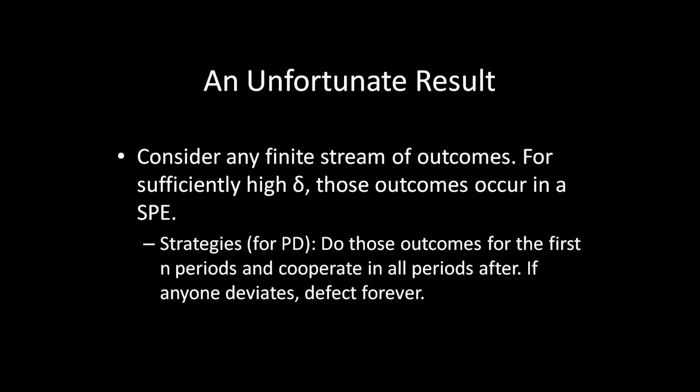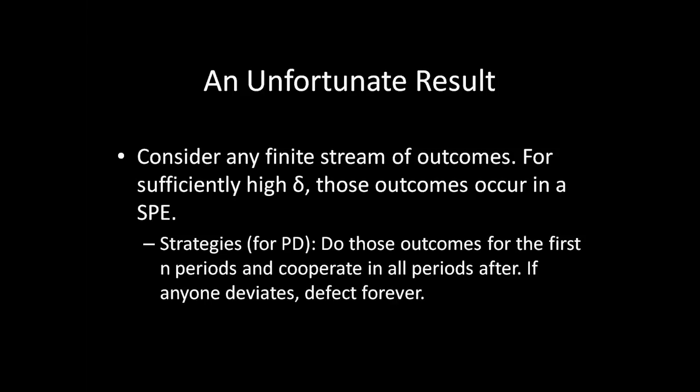Why does this work out? Why can this be sustained in an equilibrium? Well, we know that the threat to punish if anyone ever deviates is credible. That's because if you shift to a mutual defection, well, we know that's an equilibrium, so it's a credible threat to make.